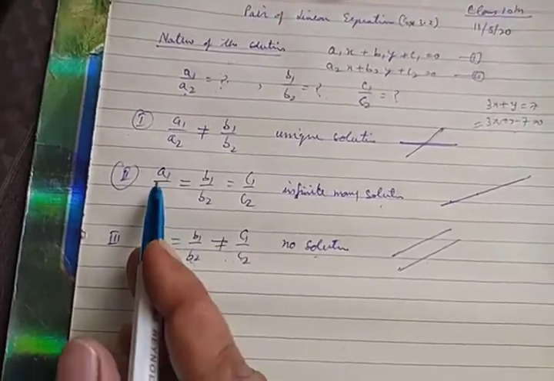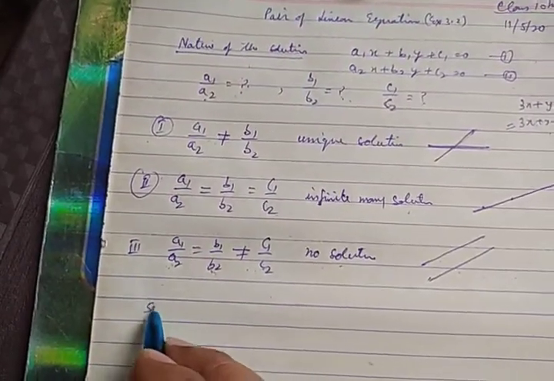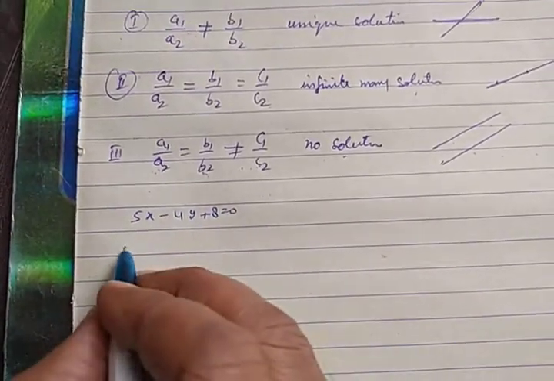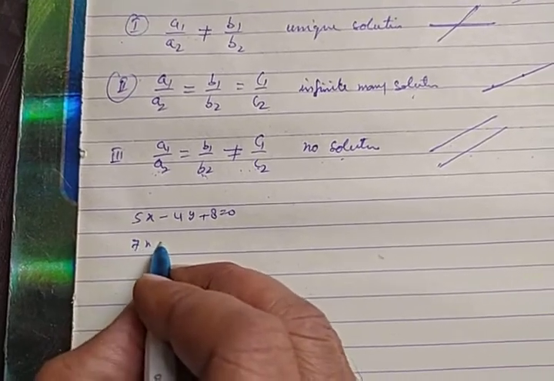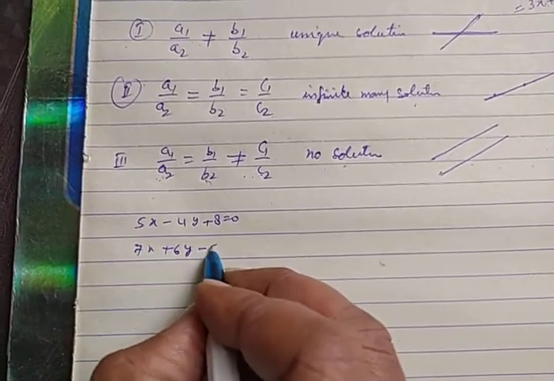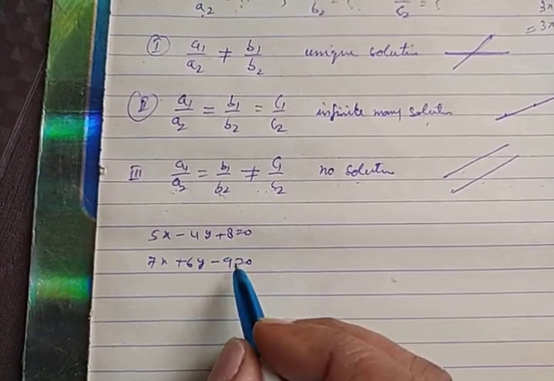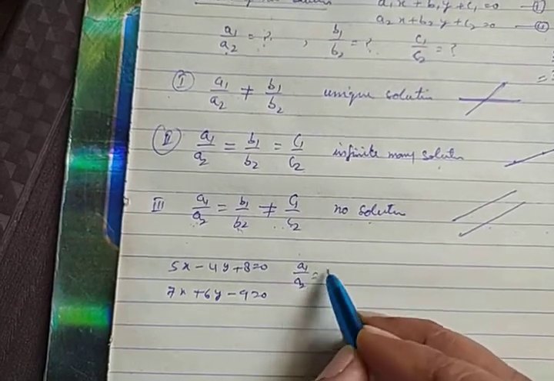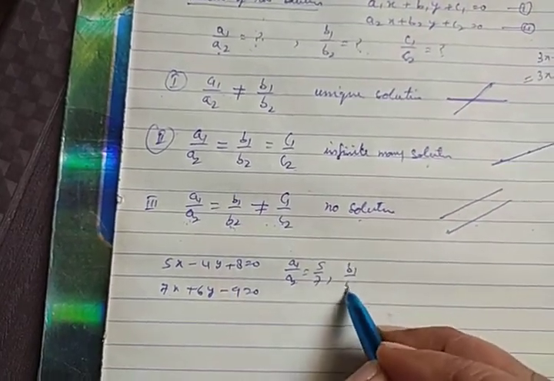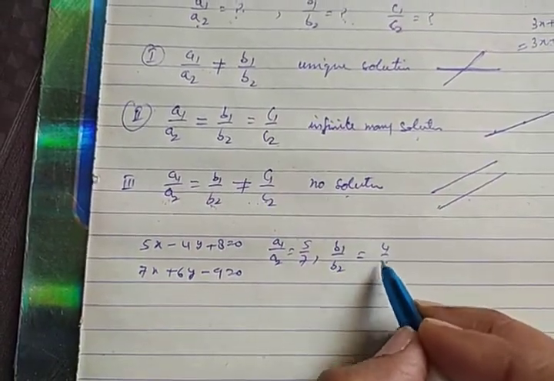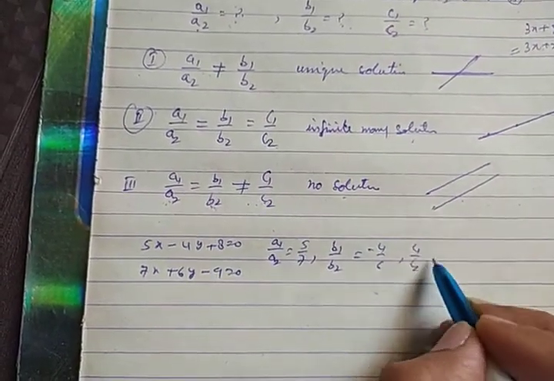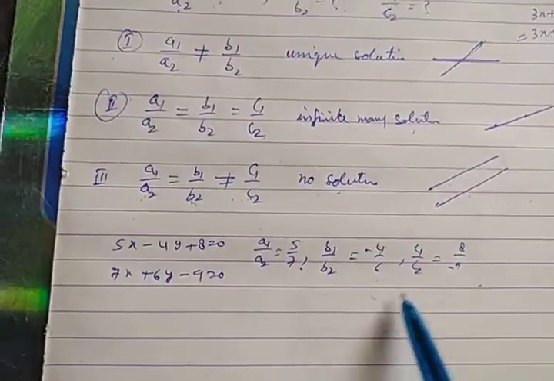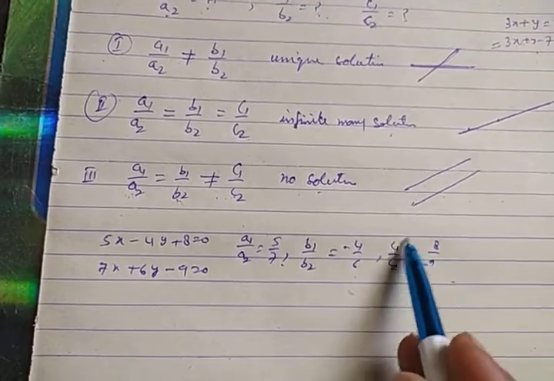Now I am giving some examples. Suppose the equations given are 5x minus 4y plus 8 is equal to 0 and 7x plus 6y minus 9 is equal to 0. If you calculate the conditions, a1 upon a2 is how much? That is 5 by 7. b1 upon b2 is equal to minus 4 upon 6 and c1 upon c2 is equal to 8 upon minus 9. All are different, but whether c is different you will not observe.